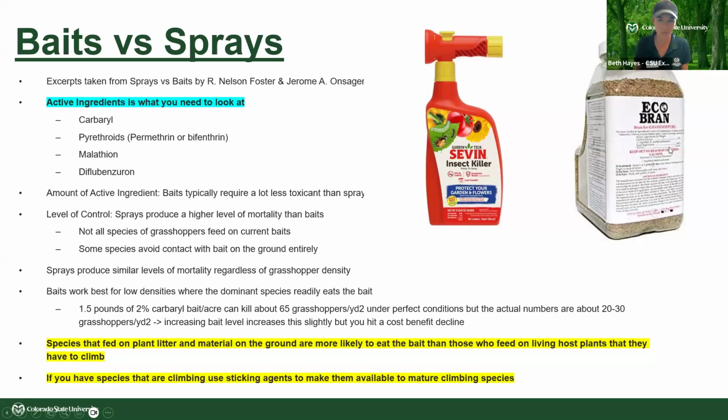Eco brand, all types of eco brand, it's typically carbaryl. It's like a wheat bran base that has like 2% carbaryl in it. This one will work. So just know that's kind of what you want to look for.